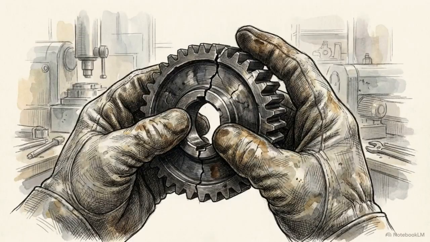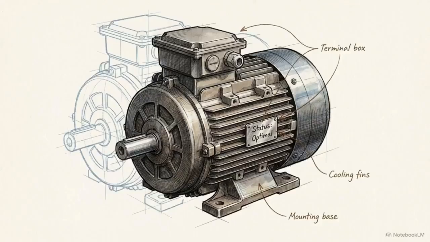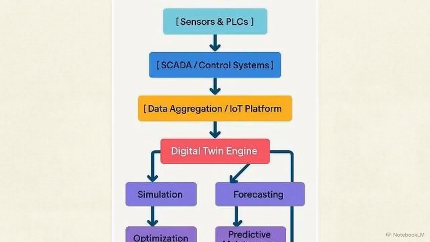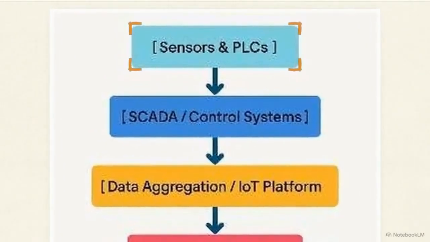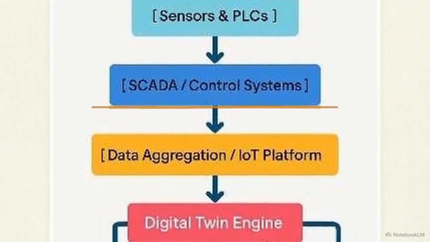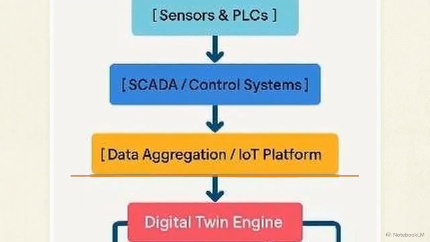By bridging the physical and digital divide, we transition away from repairing broken parts. Instead, we predict and prevent the failure before it ever happens. This flowchart maps exactly how data travels from hardware to our digital model. The process starts at the top with sensors and PLCs on the physical hardware. That data flows through local control systems and is finally pushed into a centralized IoT aggregation platform.